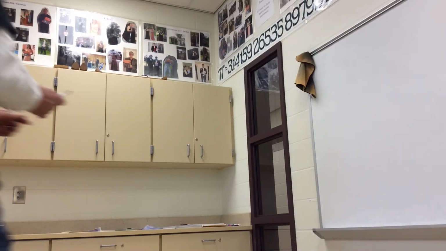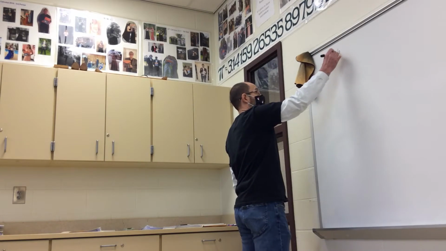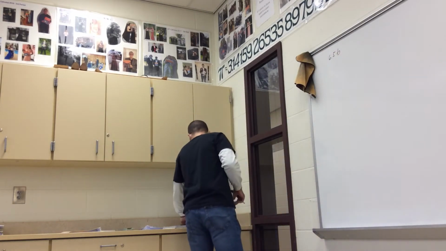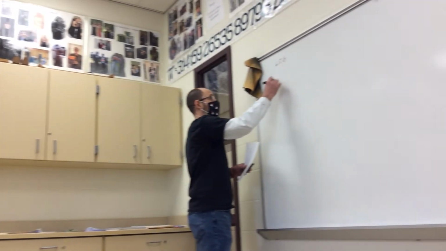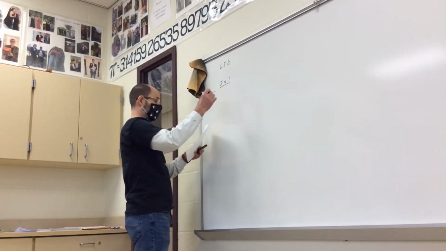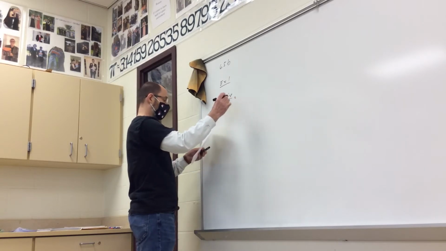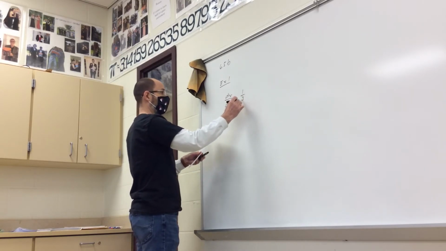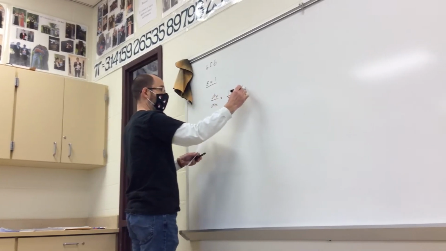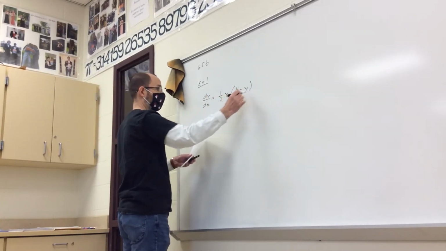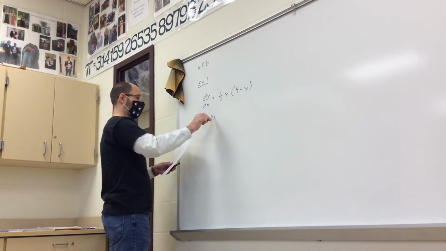They're doing 6.5b today. And the first question is dy/dx equals 1/3 times y times 4 minus y. And the question says make a slope field.